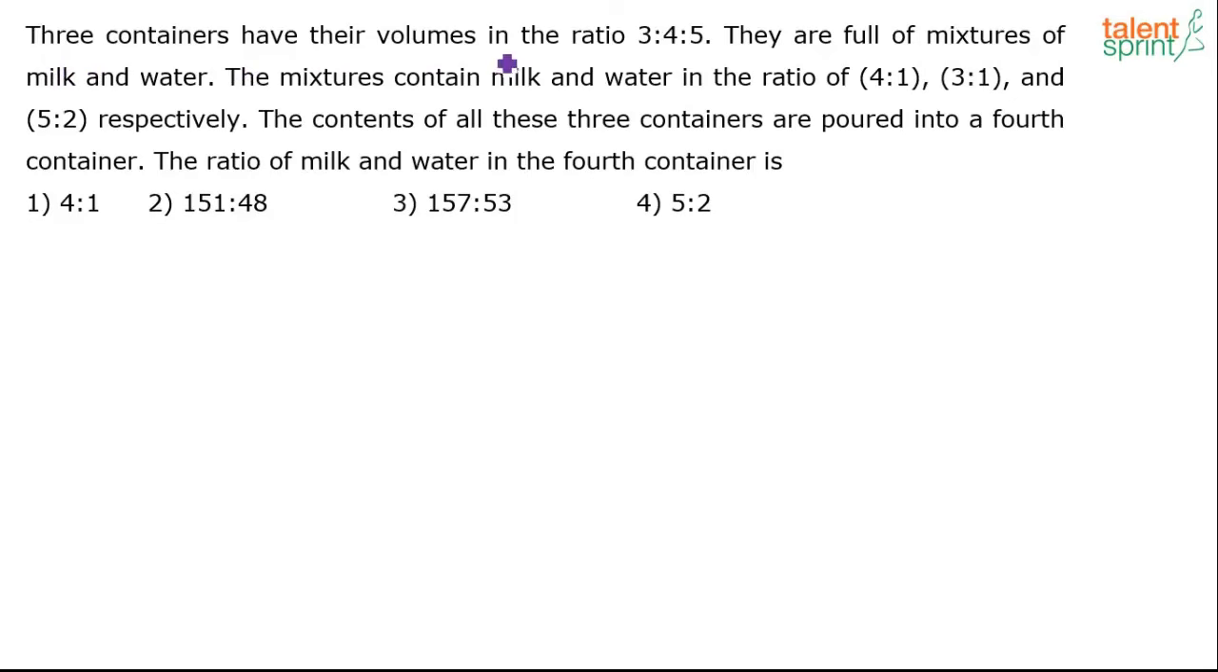3 containers have their volumes in the ratio 3:4:5. They are full of mixtures of milk and water. The mixtures contain milk and water in the ratio of 4:1, 3:1 and 5:2 respectively. The contents of all these 3 containers are poured into a 4th container. The ratio of milk and water in the 4th container is, right?